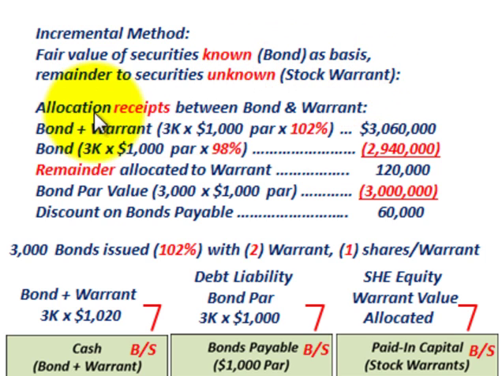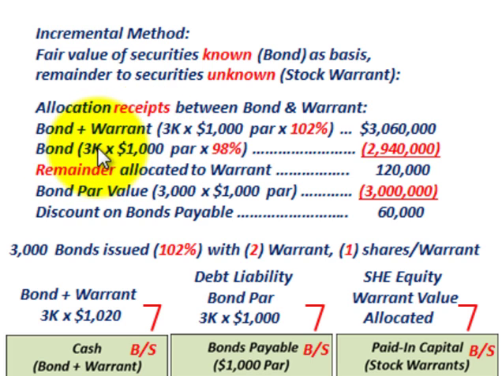So okay, here's what we do here for allocation of receipts between the bond and the warrant. So when we sell the bond with the warrant here, well, we know that value here. It would be 3,000 shares here, $1,000 par per bond, and they're sold here at 102% when the bond and the warrant are sold together. That equates here to $3,060,000.